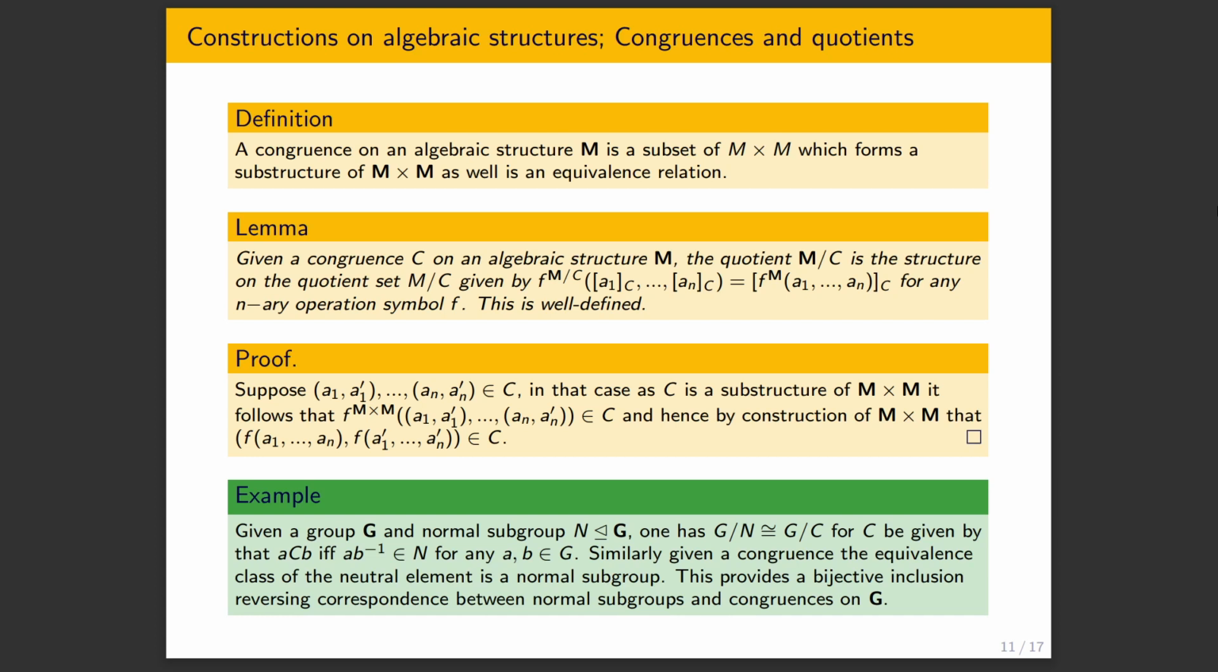So maybe let's take an example, though this may be a kind of general example of what's going on. For any group, when we have a normal subgroup, we can find the congruence such that the quotient by the normal subgroup is the same thing as the quotient by the congruence, by considering this equivalence relation. You can check this indeed is a substructure of G times G, a subgroup of G times G. And so this indeed defines a congruence. And similarly for any congruence, it's going to be an equivalence relation that we can quotient by. We can take the equivalence class of the neutral element of the group, and this is going to be a normal subgroup. And so we get a bijective, strictly speaking inclusion preserving, correspondence between normal subgroups and congruences on a group.